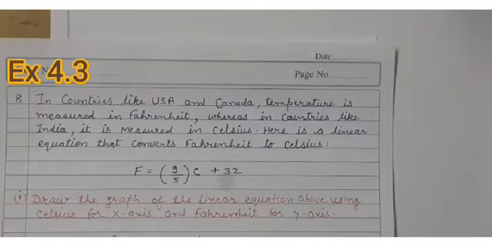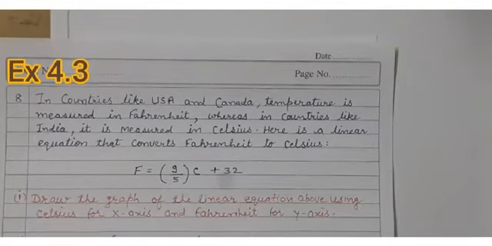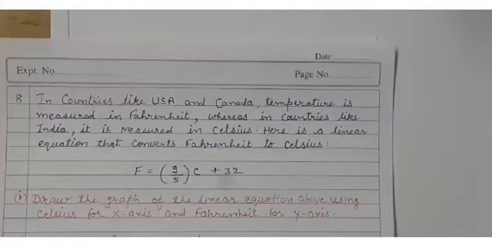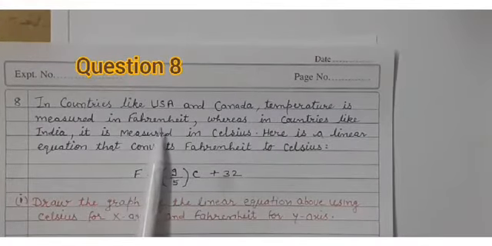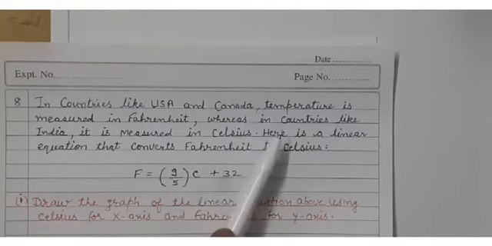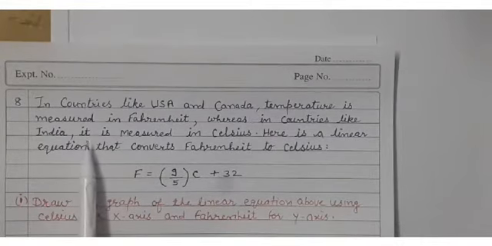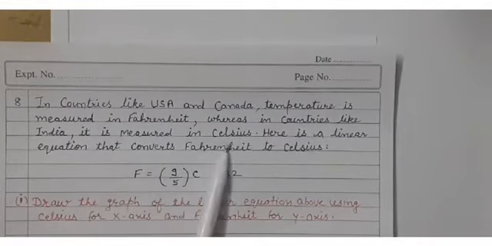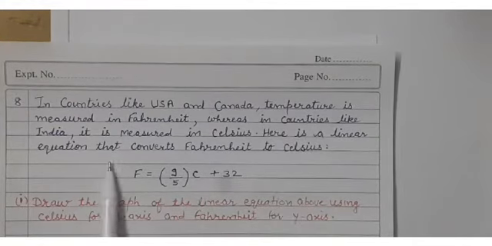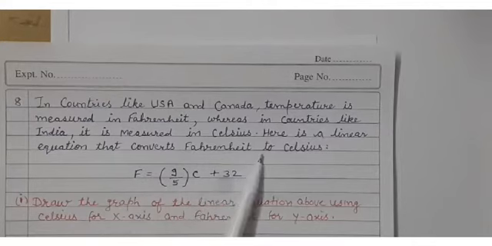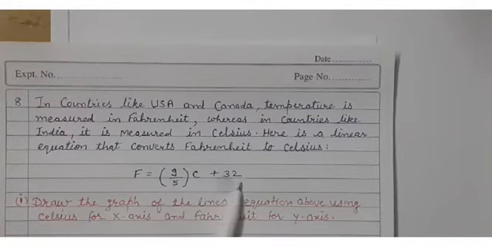Yes. Now, next question is, in countries like USA, Canada, temperature is measured in Fahrenheit, whereas in countries like India, it is measured in Celsius. Here is a linear equation that converts Fahrenheit to Celsius. Okay. F is equal to 9 upon 5 C plus 32.